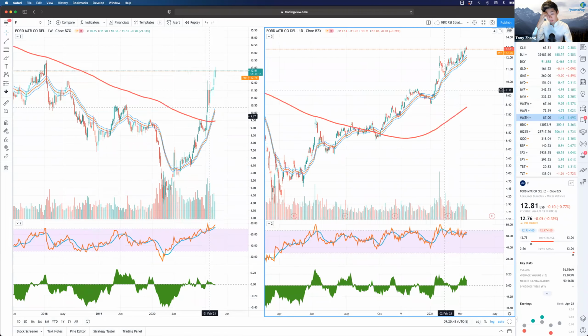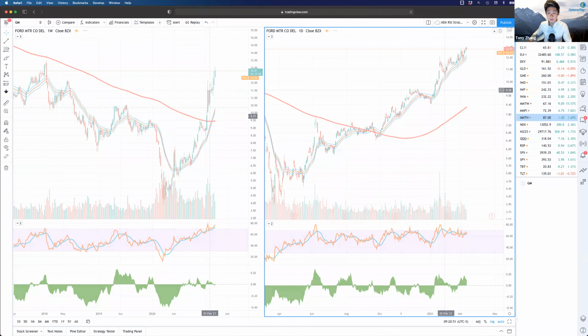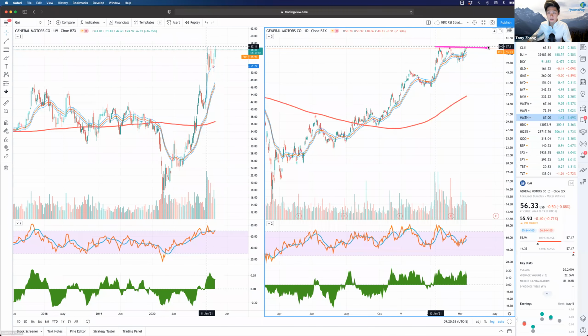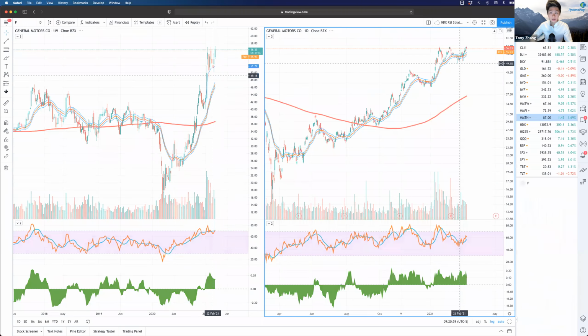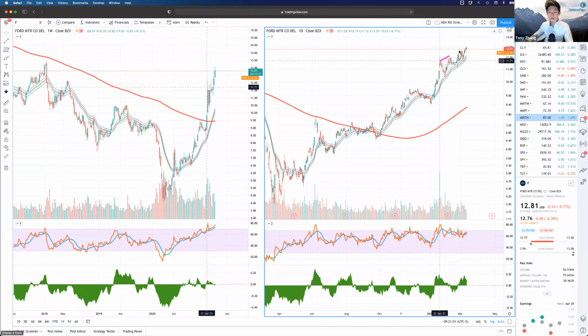Ford, interestingly enough, as Tesla continues to see some substantial downside, GM and Ford new relative highs. Both GM just about to break out above this triple top here around 57. Trading near all-time highs. Ford, same thing, breaking out to new all-time highs. Ford actually outperforming GM here.